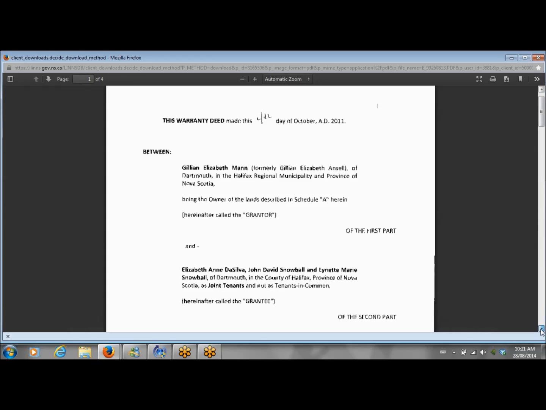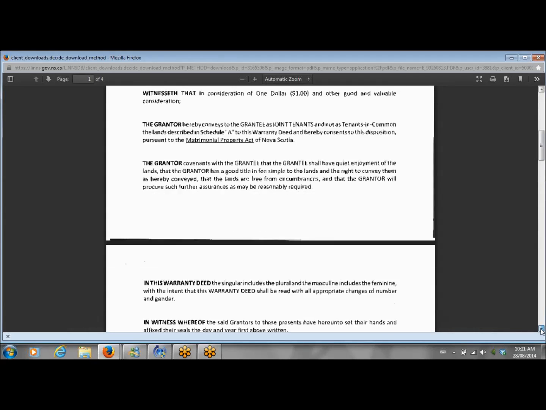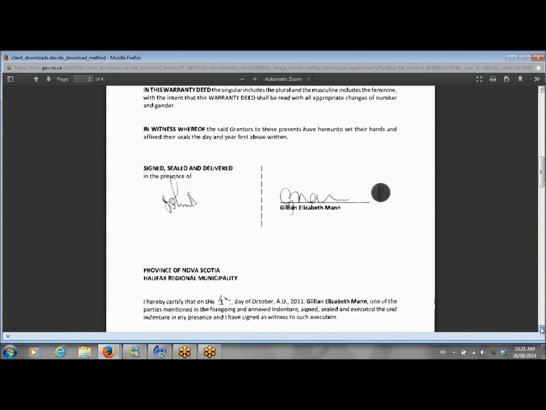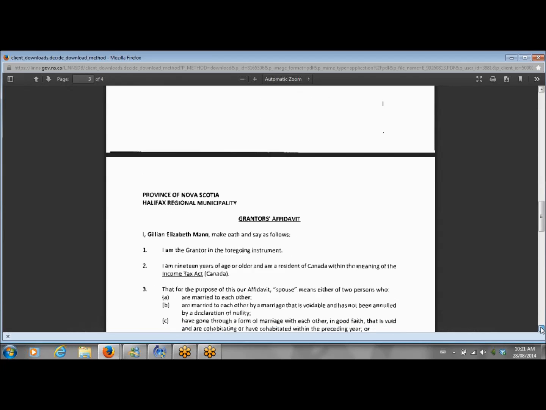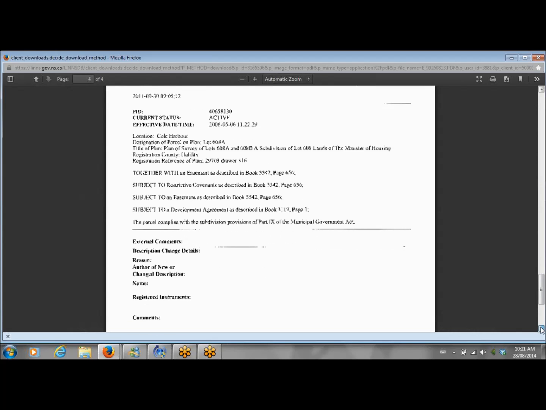Okay, so here we look at the deed. We can see, really, this whole part is the yada yada, right? But it does verify who the parties are. We have the affidavits. So then we have the parcel description.